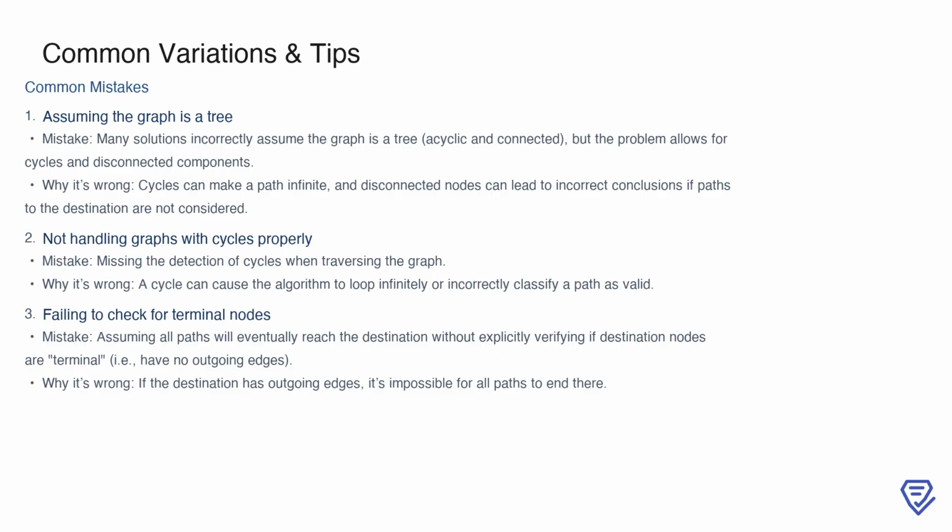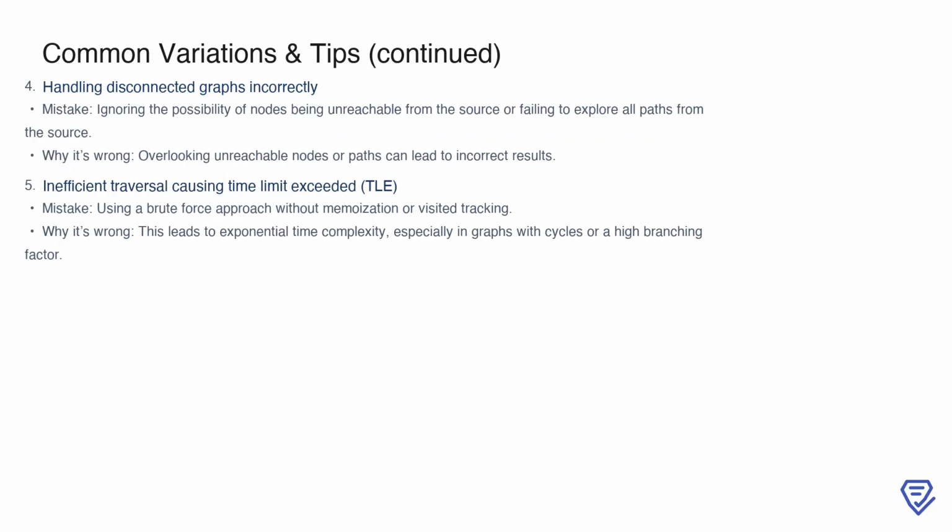Lastly, failing to check if the destination node is a terminal node, that is, ensuring the destination has no outgoing edges, can lead to errors. If the destination has outgoing edges, it's impossible for all paths to terminate there, which directly violates the problem's requirements. Additionally, mishandling disconnected graphs is another mistake to avoid. Some solutions ignore the possibility of nodes being unreachable from the source or fail to explore all valid paths from the source. This can result in overlooking key scenarios and producing incorrect results.